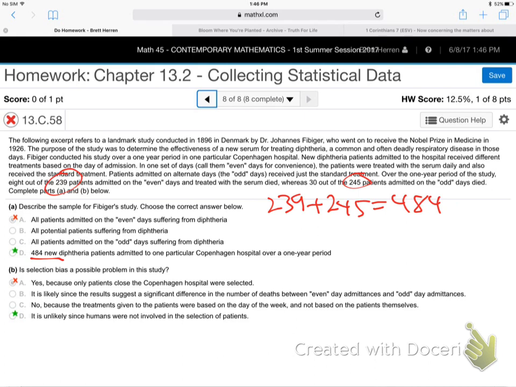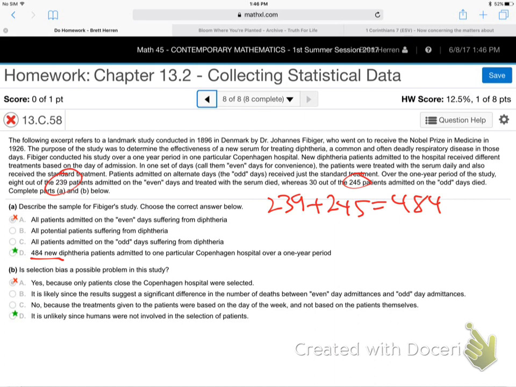It is unlikely since humans were not involved in the selection of the patients. Yeah, it was just the day they came into the office that assigned them to the group, right? If you came in on an even day, you went to the group getting the serum; if you came in on an odd day, you went to the other group not getting the serum. So that takes bias out of it.